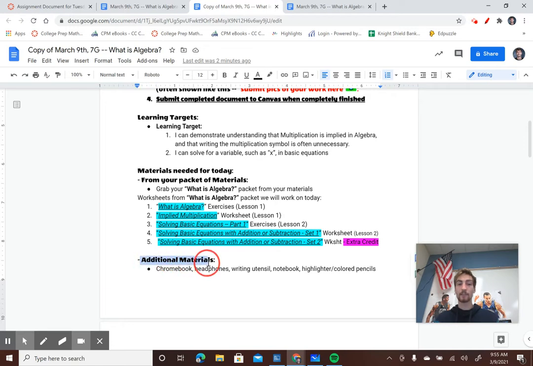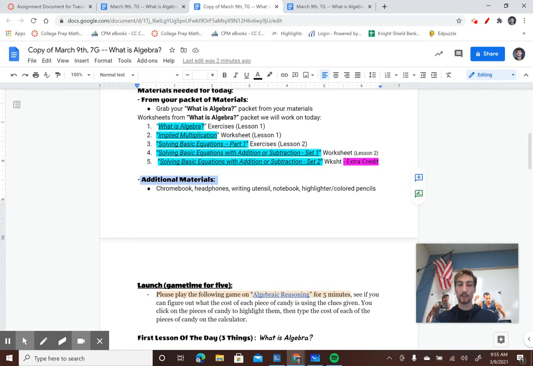And then we have our additional materials. That's Chromebook, headphones, writing utensils, notebook, and a highlighter or colored pencil.